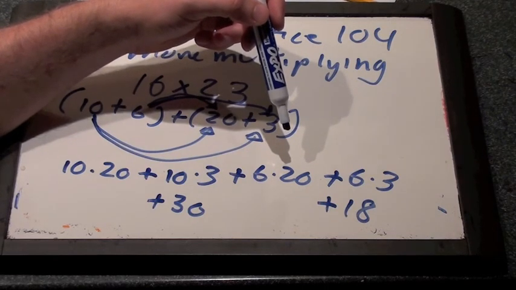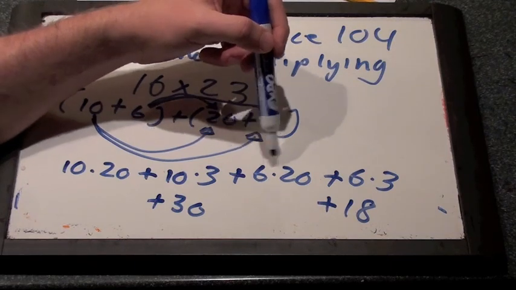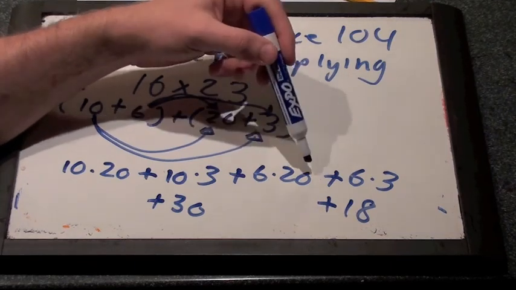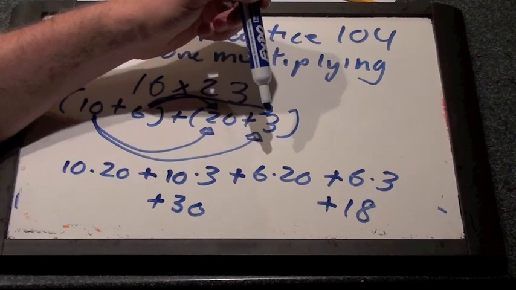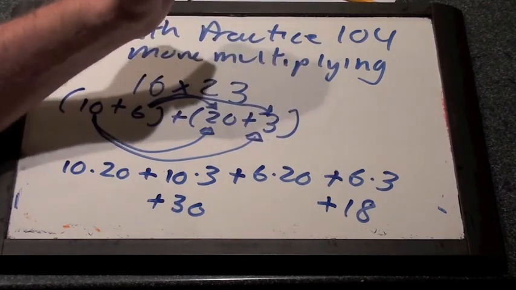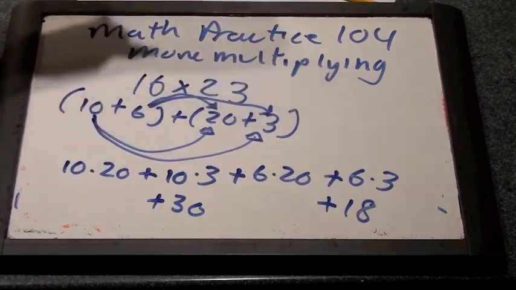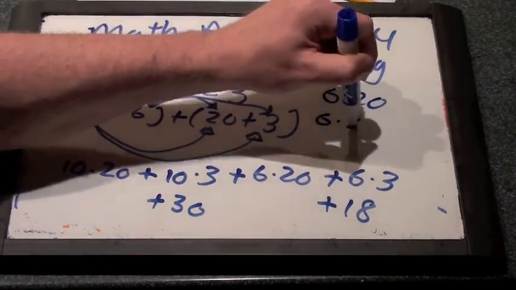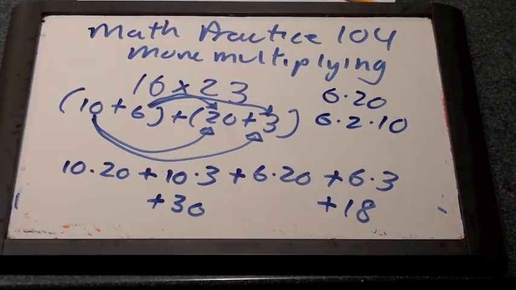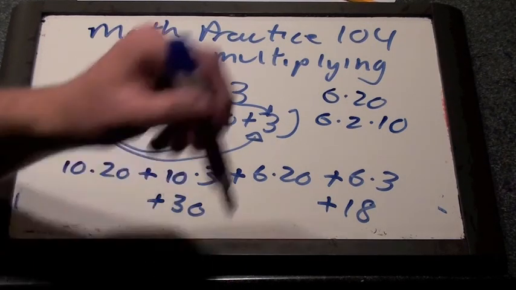Well, 6 is close to 10. It kind of looks like 6 times 2, but there's this extra 0. So maybe we could do 6 times 2 and add a 0? Yeah, 6 times 2 and then add a 0. Because 6 times 20 is the same as 6 times 2 times 10. So what is 6 times 2? That's 12. So what's 6 times 20? 120.